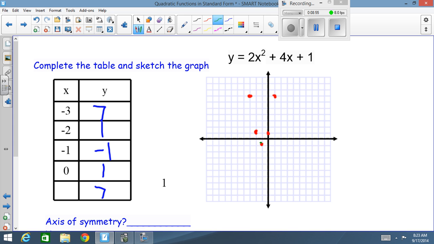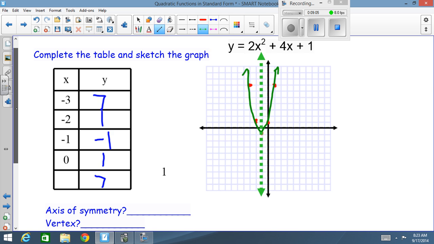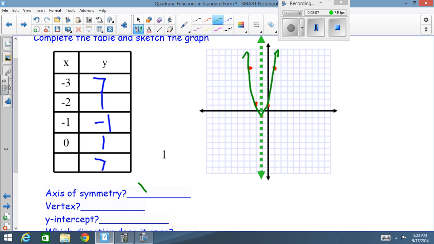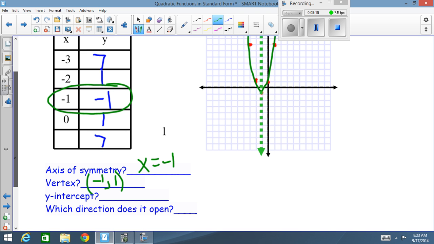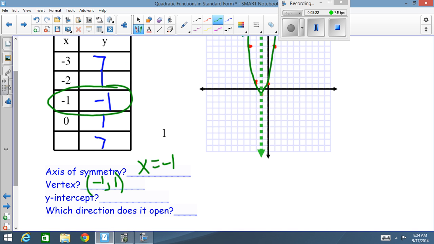So there's my parabola. I have my axis of symmetry right there at -1, so that's x equals -1. My vertex is this point right here, because everything reflects around that, -1, 1. My y-intercept, remember, y-intercept is nothing more than when the x value is 0. So 0, 1. And this thing also opens up. So that means it has a minimum.